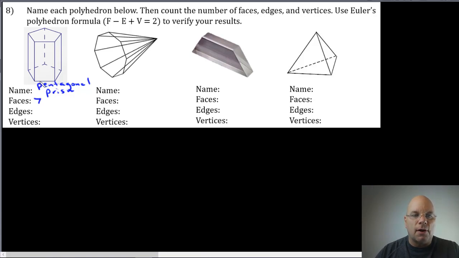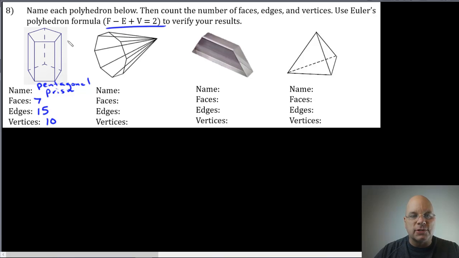The edges, there are 5 edges making up each base, so that's 10 edges already, and then 5 more edges connecting the vertices of the bases. And so we have 5, 5, and 5 for a total of 15 edges. There are 5 vertices for each base, and that's it for the vertices, so there are a total of 10 vertices.